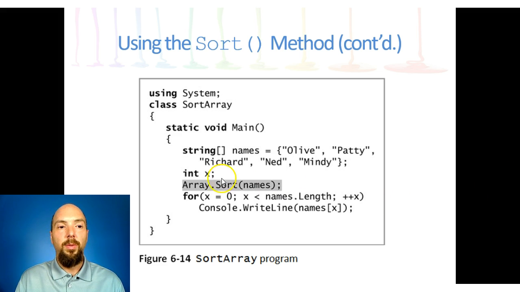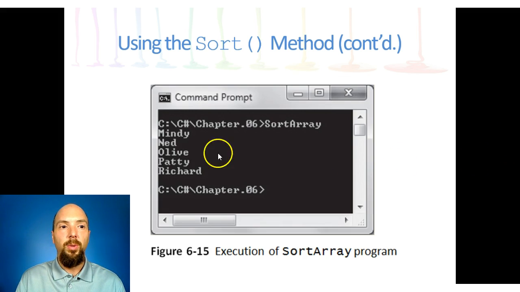Alright, so if I do a sort, it would be array.sort and then pass the name of the array. There's no setting it equal to anything. What we're doing is just simply telling it, sort this thing out. Alright, so if we sort it, then it'll put all of the values that are in the array in ascending order, which means A to Z or 0 to whatever the largest number is.